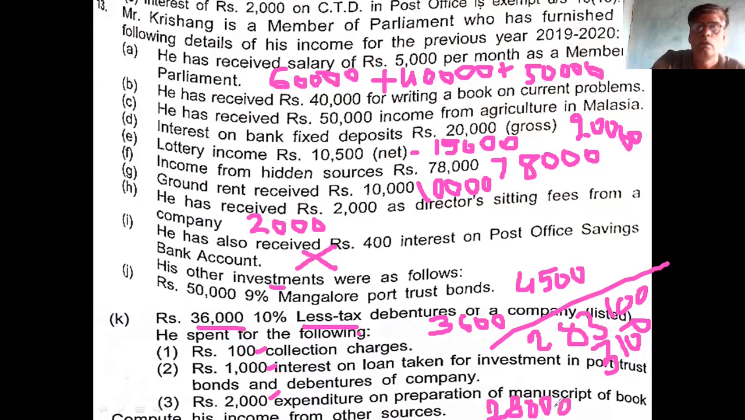Remember this. This is example number 13. Okay. You take all the incomes to the outer column. Take the total.